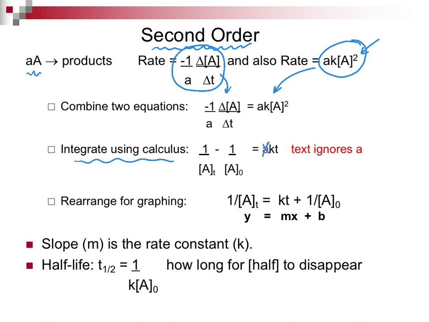We again will have the text ignoring the A, and we will rearrange it for graphing. What is the change? Well, now my y is going to be 1 over the concentration of A at t. My slope is now positive, so that's a K, and my intercept on the b-axis is 1 over A0. So I noted these things down here, as well as the equation for the half-life. And the half-life, again, is how long for half of the concentration to disappear.